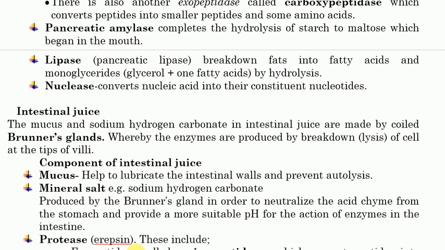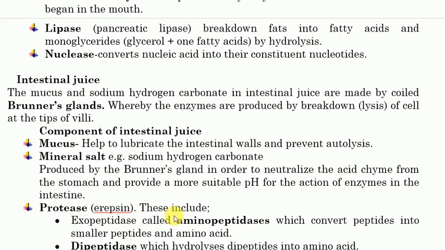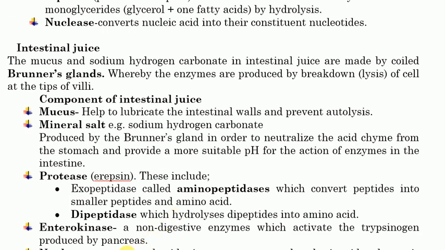Intestinal juice: the mucus and sodium hydrogen carbonate components in the intestinal juice are made by the Brunner's gland. So intestinal juice is made up of different components, as we are going to see, whereby the enzymes are produced by the breakdown or lysis of the cells at the tips of the villi. So in the intestinal juice, we have these components which we are discussing, and we shall see how they are involved in the process of digestion.